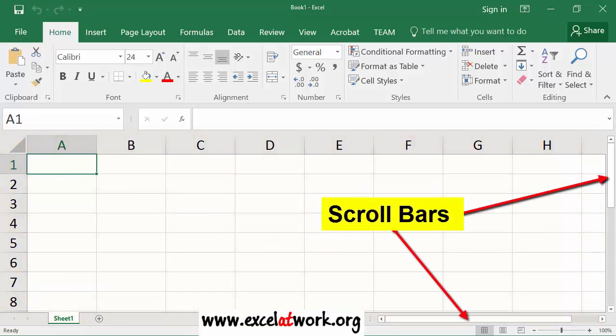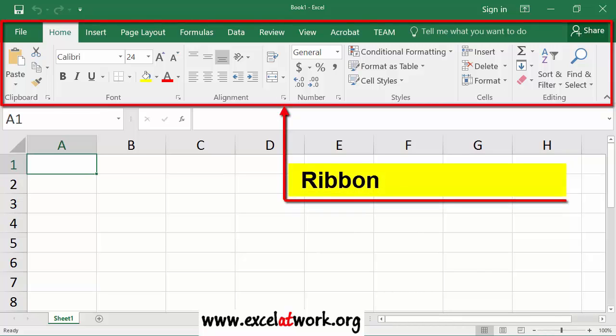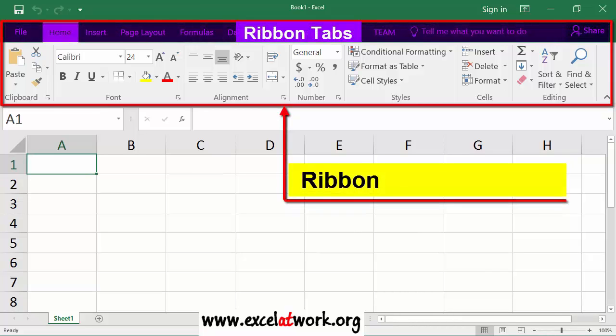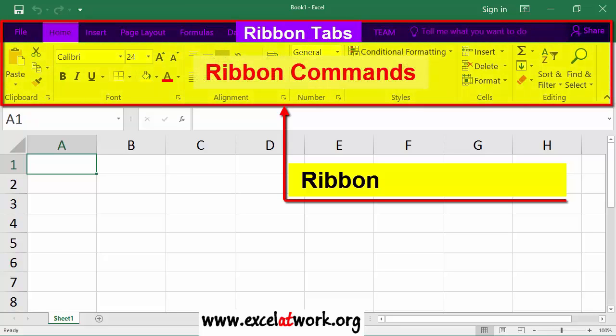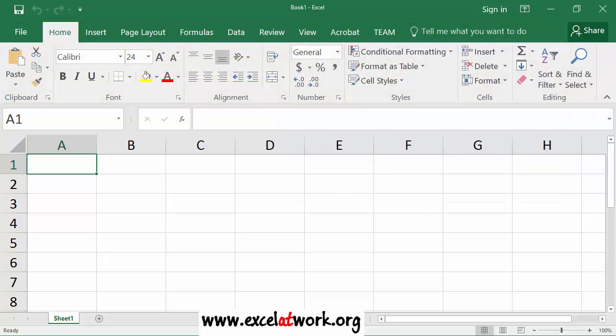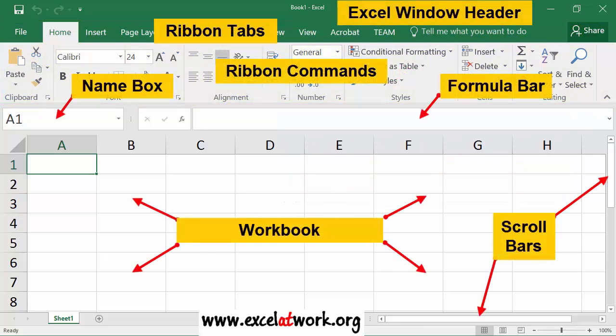and the scroll bars. The ribbon is composed of the ribbon tabs and the ribbon commands. It is important that you keep a copy of these names because they are used throughout the how-tos videos.